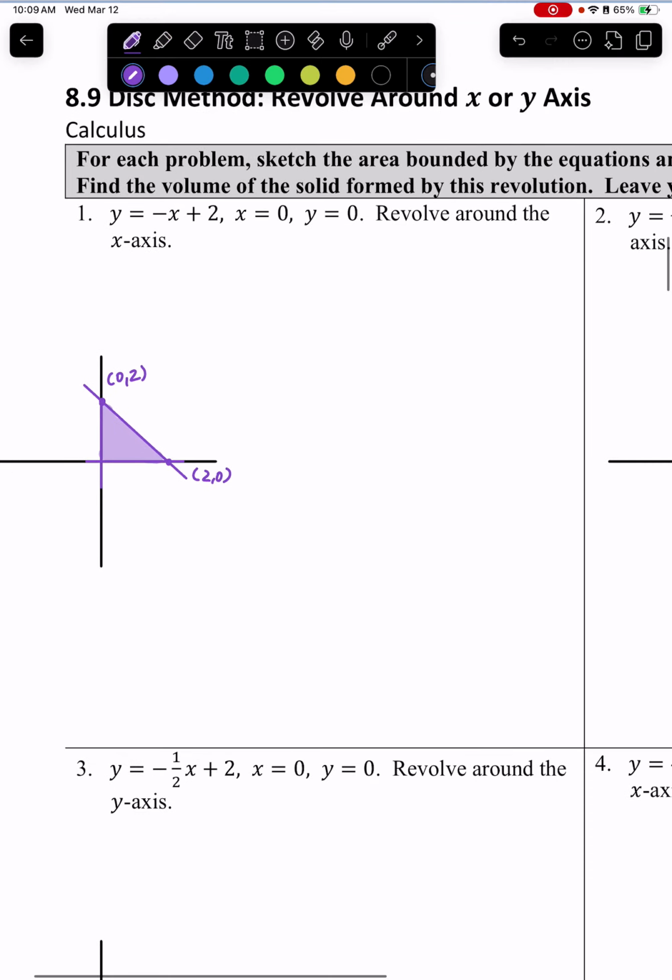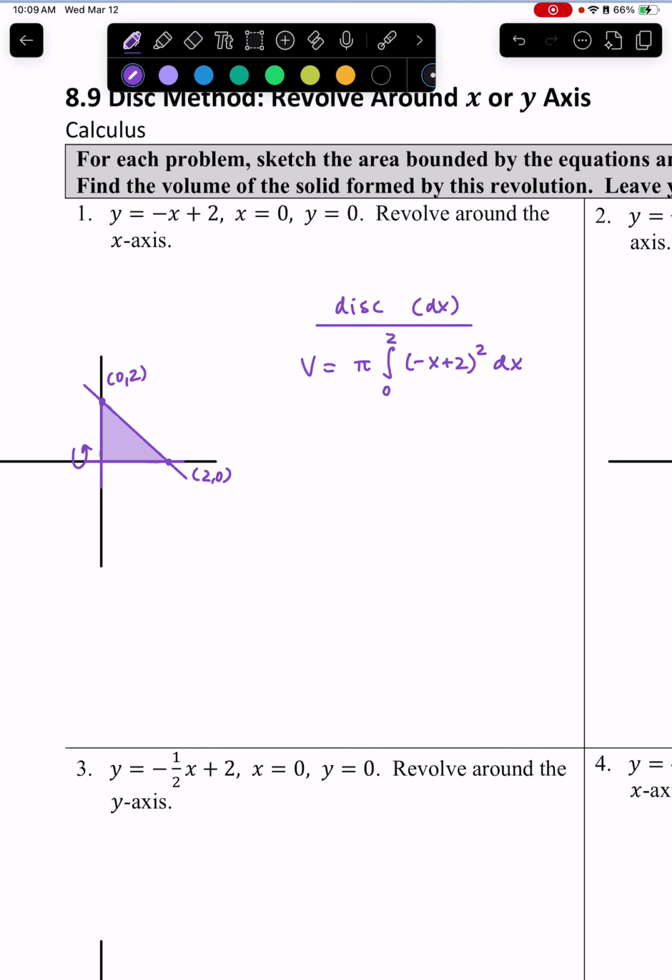All right, since we're revolving around the x-axis, if we do the disk method, our disks are going to be this way. We're going to have dx. So disk dx. Volume for disk method is pi r squared. So volume is pi integral, our bounds in dx are going to go from 0 to 2. Our radius is going to be simply y, and y in this case is negative x plus 2. I'm going to square that radius, dx.